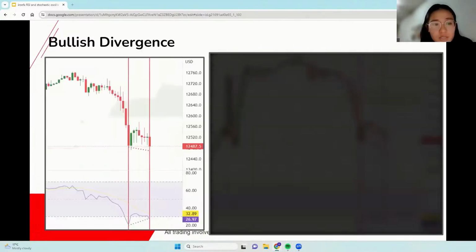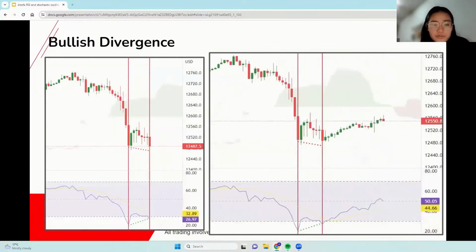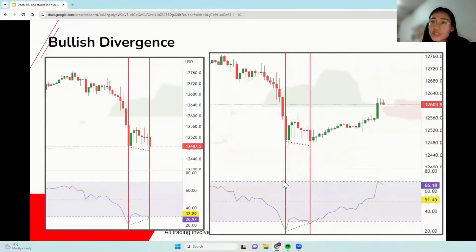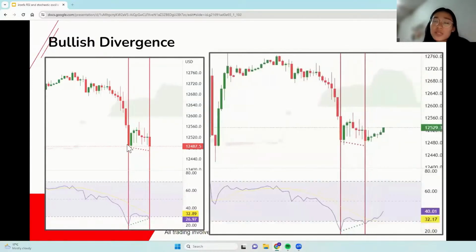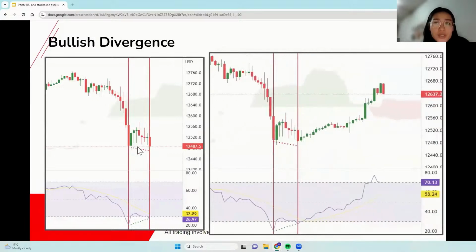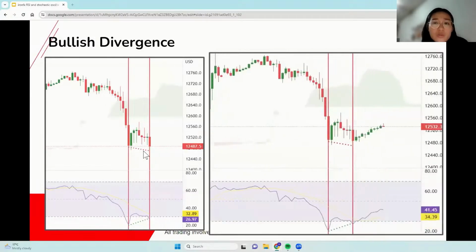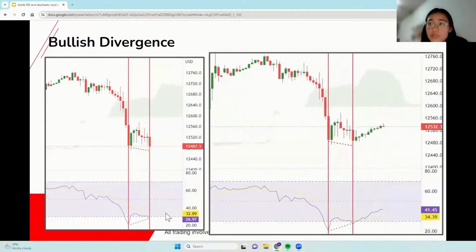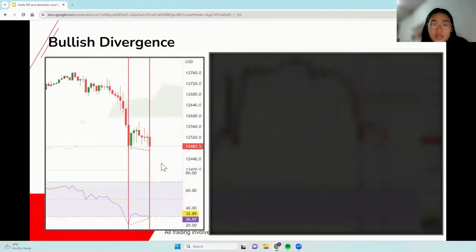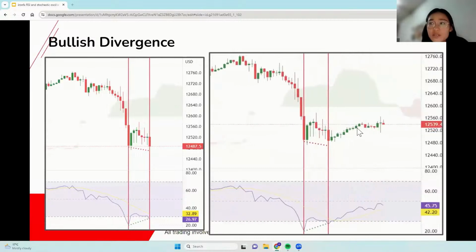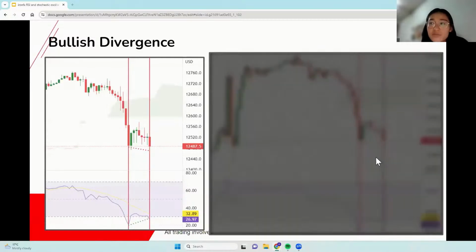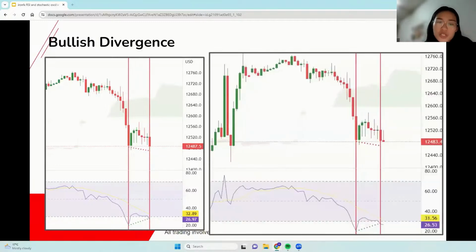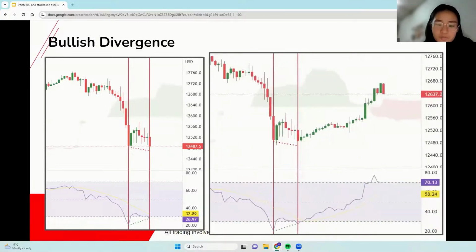Okay, now let's look at another example. Here is more straightforward. We just have a bullish divergence with price making a lower low and stochastic making a higher low. And subsequently after that, we also see price moving upwards. In fact, it actually moved above our Ichimoku cloud as well, which suggests a bullish signal.